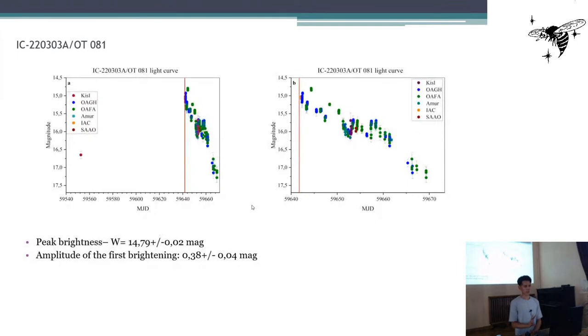Two light curves made using data from six observatories. You can clearly see the flare compared to the historical level and a steady decline after the event. However, this decline was dotted by several brightenings, mini flares. Here, here, and here. Amplitude of this flare is approximately 0.4 magnitude.